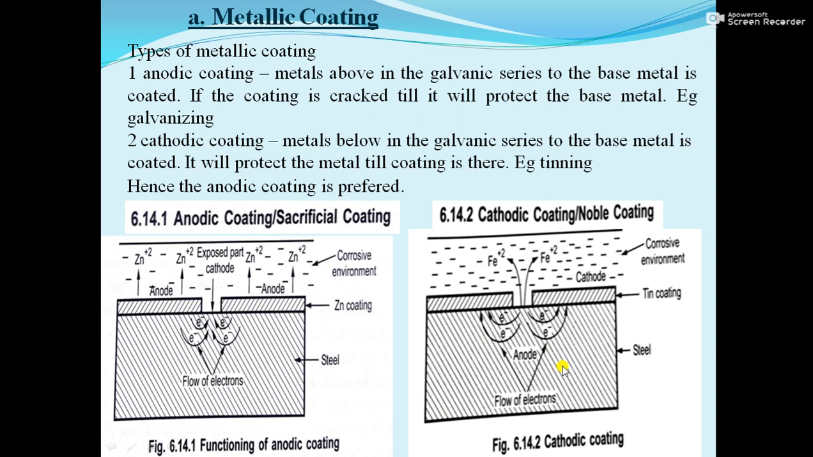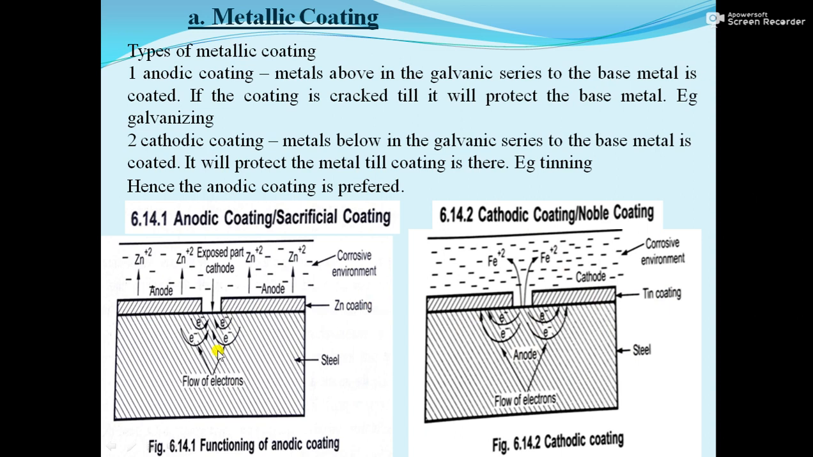And if the base metal is more reactive as compared to the coated metal, then it is called cathodic coating. For example, application of tin over the steel. As the reactivity of tin is less, it is called cathodic coating. So hence these two coatings are there.